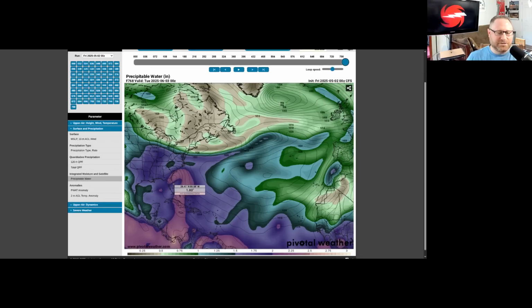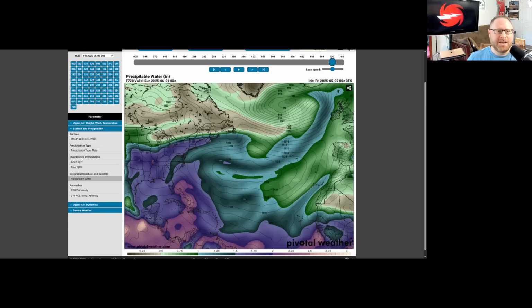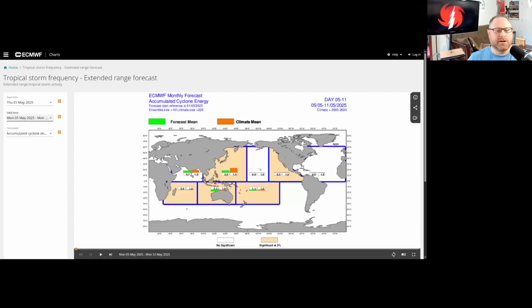And this model in particular tries to show tropical development by the 2nd or 3rd of June. I would not put a lot of stock into that, but I do think the pattern could turn more favorable for something like that to potentially happen by the time we get to that point. And now I'm going to take you to the European monthly tropical forecast.